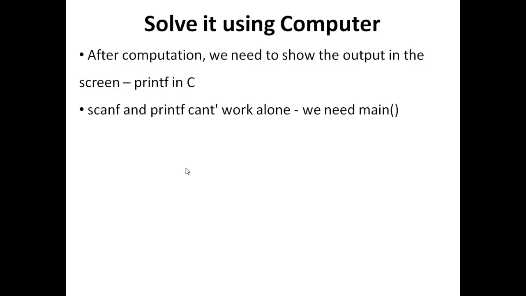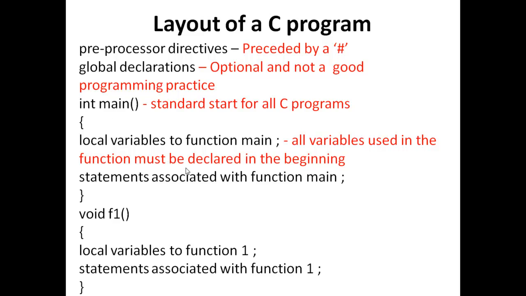After computation, we need to show the output to the screen by means of the printf statement. So printf and scanf cannot work alone. We need the main function. If you see a C program, the base will look like this. It will have preprocessor directives, which we call header files, which is denoted by a hash. It is nothing but a predefined library which we can call and use in a program. And then we can have the global declarations, which is optional, and usually we don't prefer global declarations.